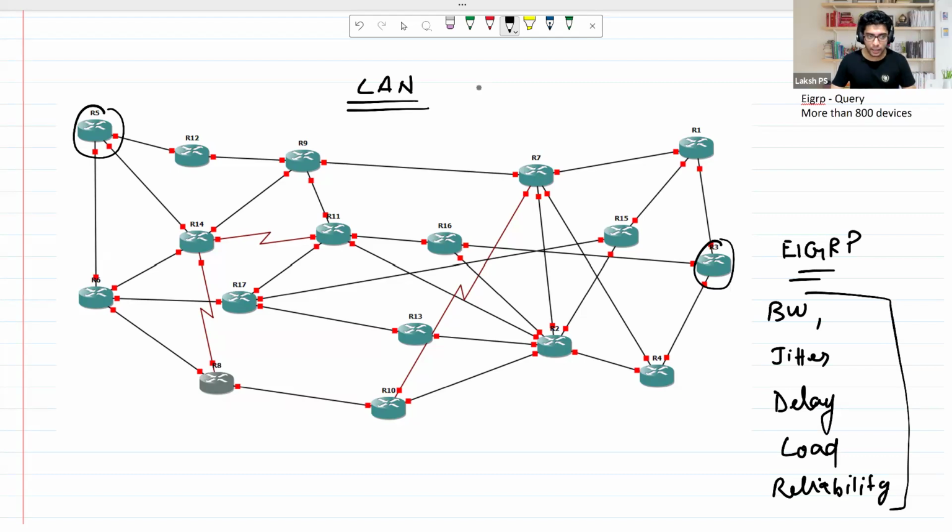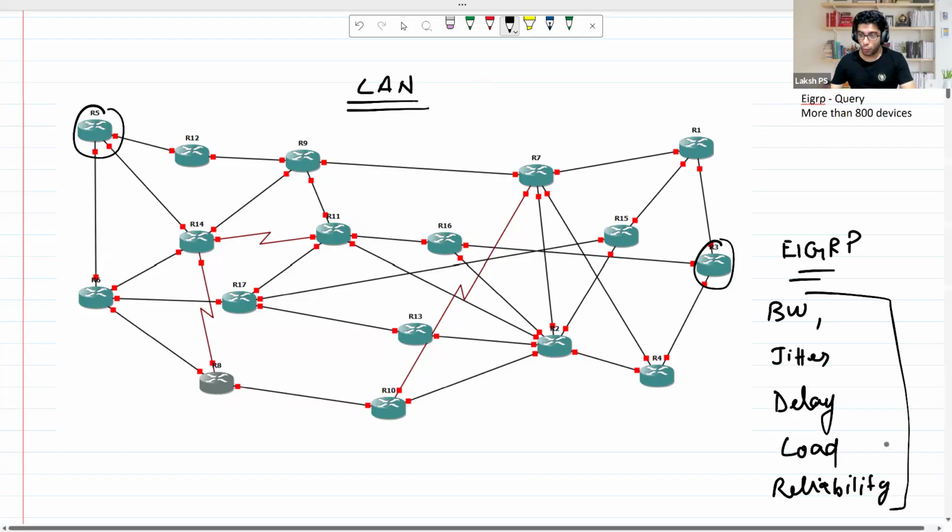Why? The reason is that when the data is entering your network, or when the data is leaving your network, you want the data to travel through the best path. When it is traveling on the best path, you do not want any delay. You want the best bandwidth, the least jitter, the least load, and the best reliability for the data to transfer from your core router to the end user, that is you sitting on a computer.